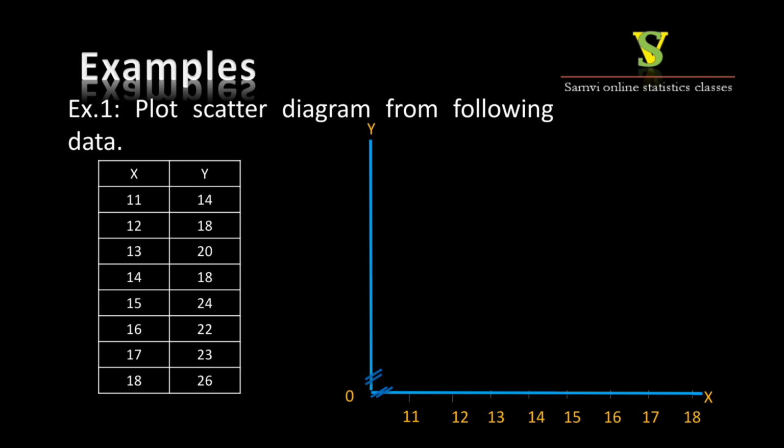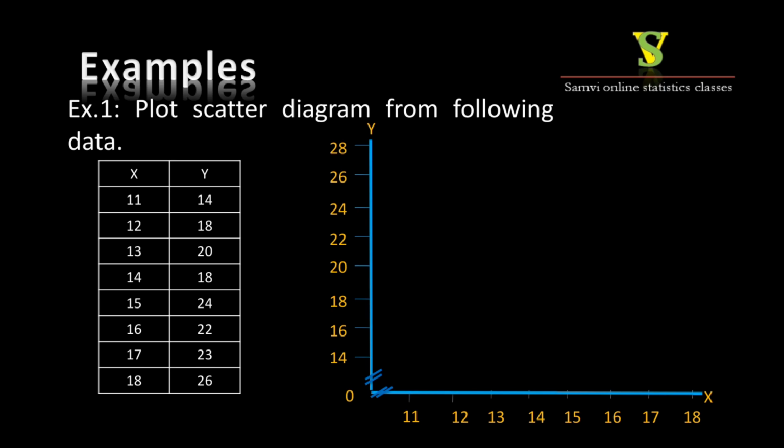Now you have to move to the y-axis. In the y-axis the lowest value is 14. Apply the same procedure that was applied on the x-axis. Make the division here and write 14. Next, maintain the same distance, take 1 centimeter or 2 centimeters, make the next division and write 16. Next 18, next 20, next 22, then 24, 26 and 28. Like this you have to make the divisions.